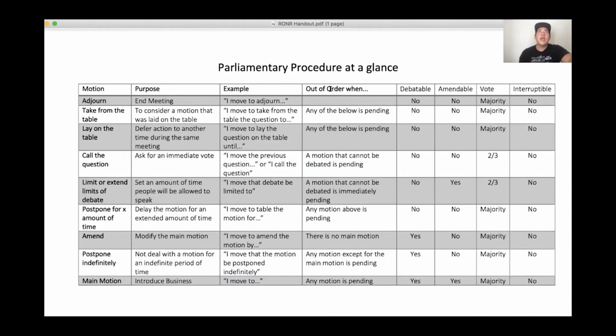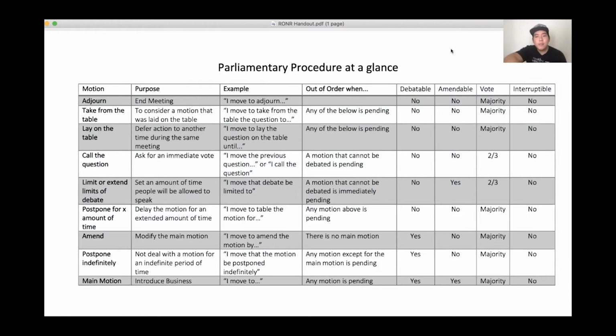There's also a column for when is something out of order. And so pretty much for all of these, you'll be able to see that anytime there's a motion below that's pending, you can't make that motion, but that's just something for you to have.